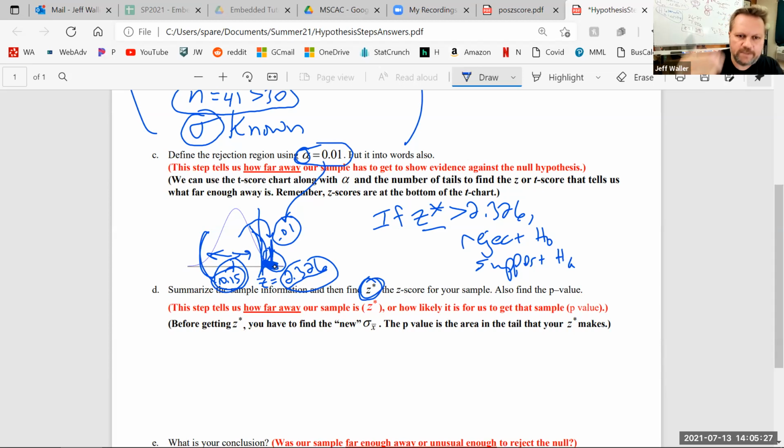How do I measure distance in statistics? Z-scores. So if a part of my concept is it's got to be far enough away, then I should expect to have to calculate z-scores. That's how I measure distance.